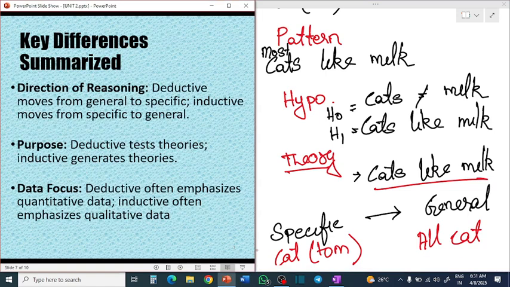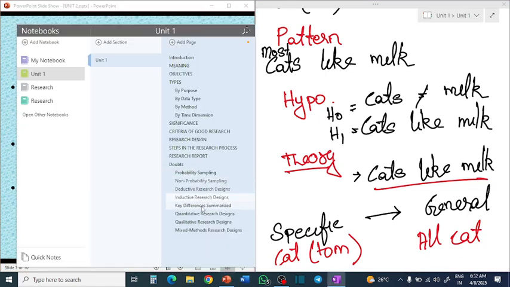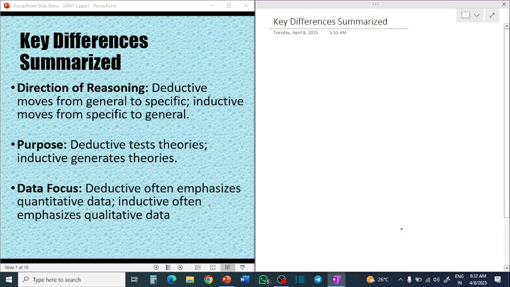So some of the differences are highlighted over here. You can note down or take a screenshot. I will also provide the PDF for it. So first is direction of reasoning, the basis of reasoning. If we see on the basis of reasoning, in deductive we go from general to specific.